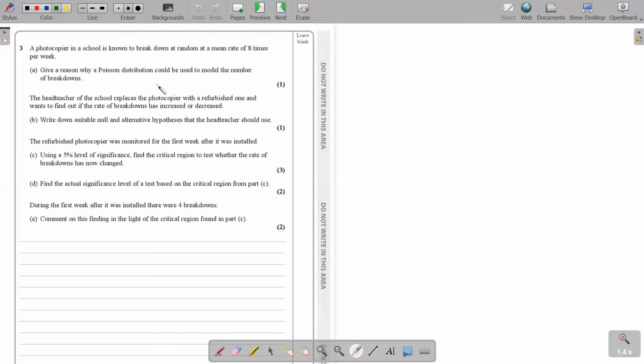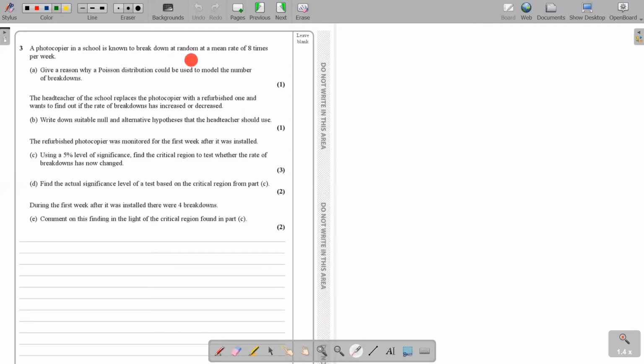They say give a reason why a Poisson distribution could be used to model the number of breakdowns. So we have certain assumptions that need to be true in order to apply a Poisson distribution, right? So what are they? First we can see the events are independent, right? In this case, what?